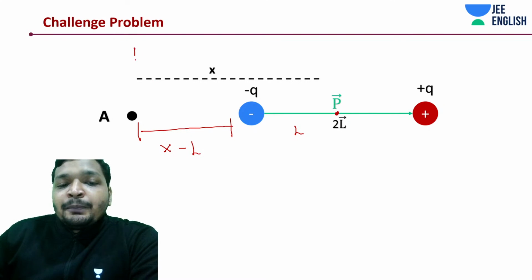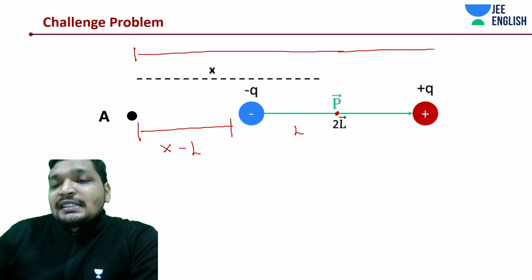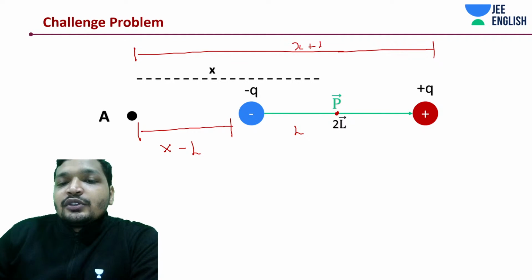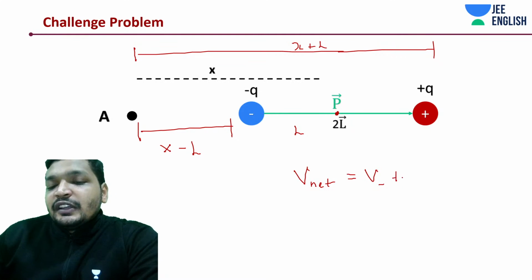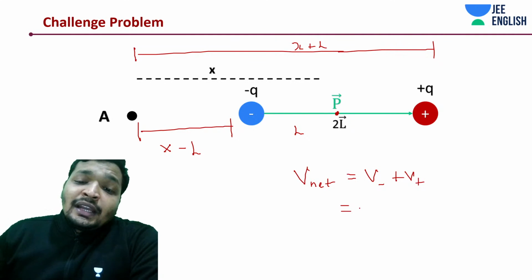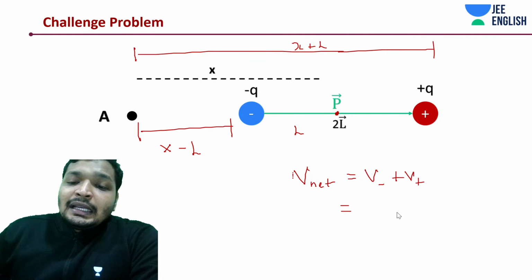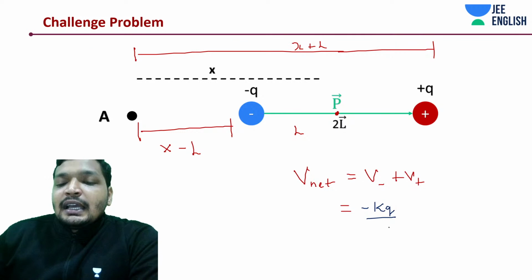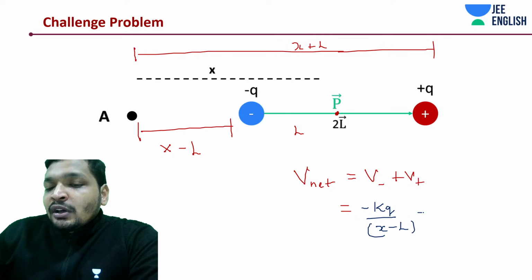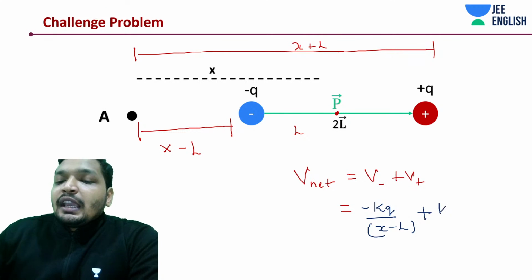And how about the positive charge at a distance? X plus L. This time I'm not going to write down R1 and R2, I'll directly write it down. So check out the V net is going to be one due to V negative, other due to V positive, and then just add it up. Due to negative, what is it going to be? KQ minus KQ divided by X minus L, minus or plus of K into Q divided by X plus L.